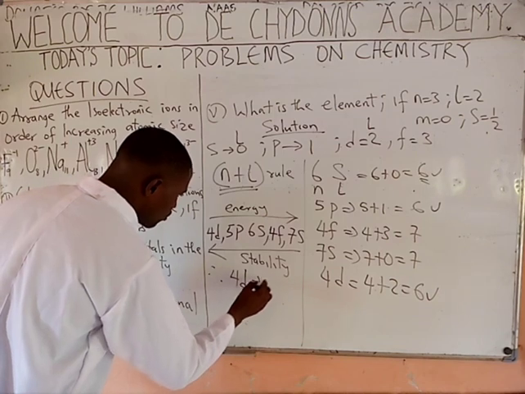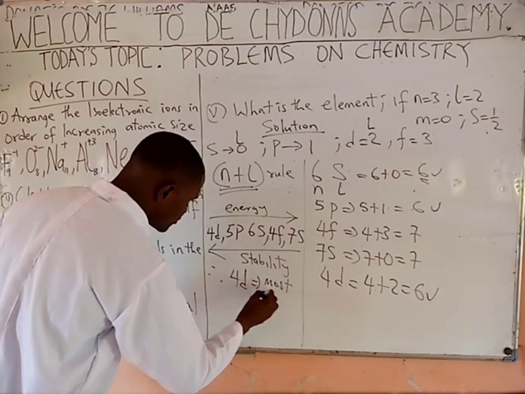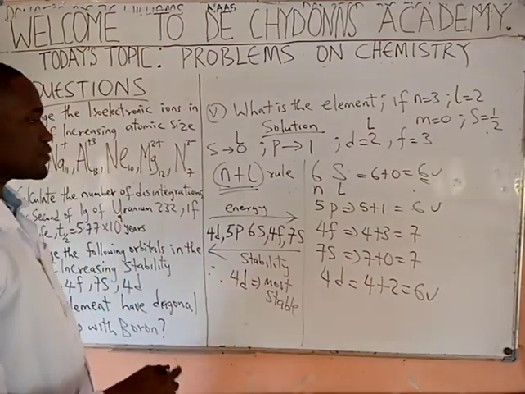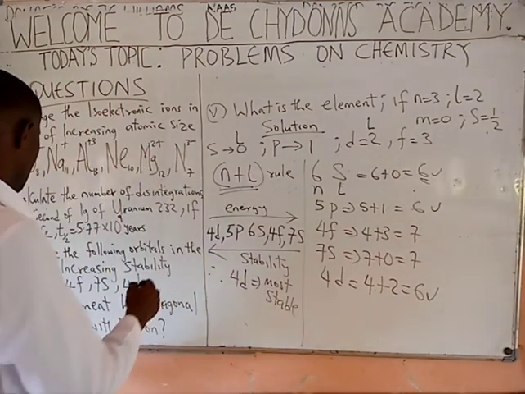4D equal to most stable. Do you understand it? Thank you. We go to the next question.